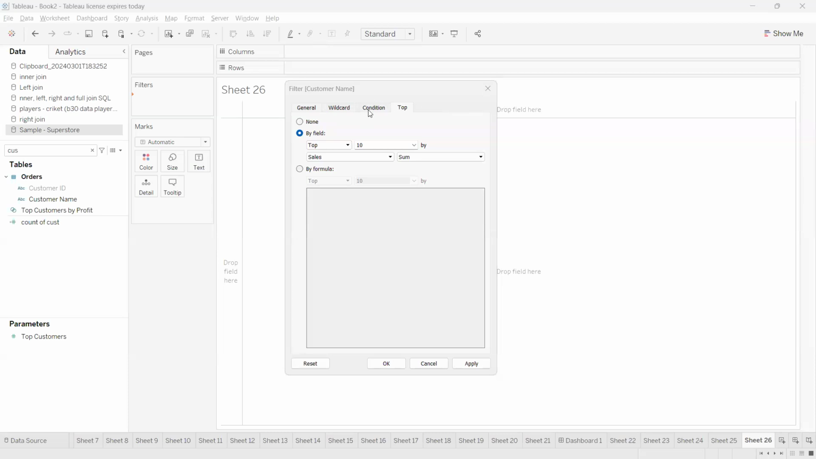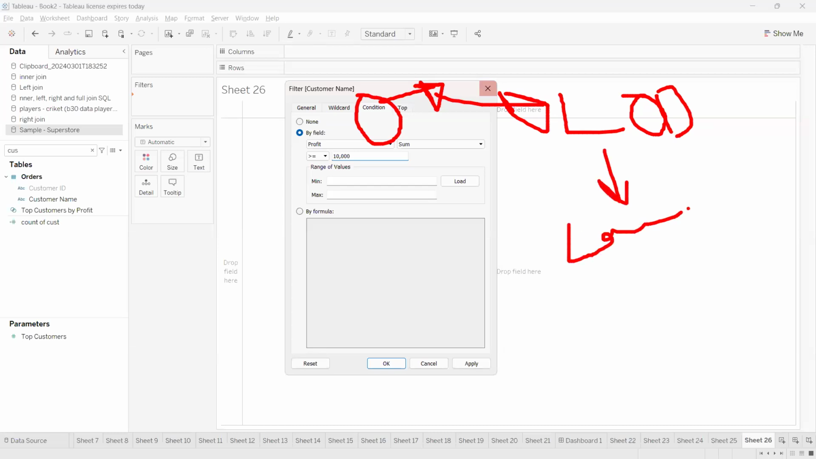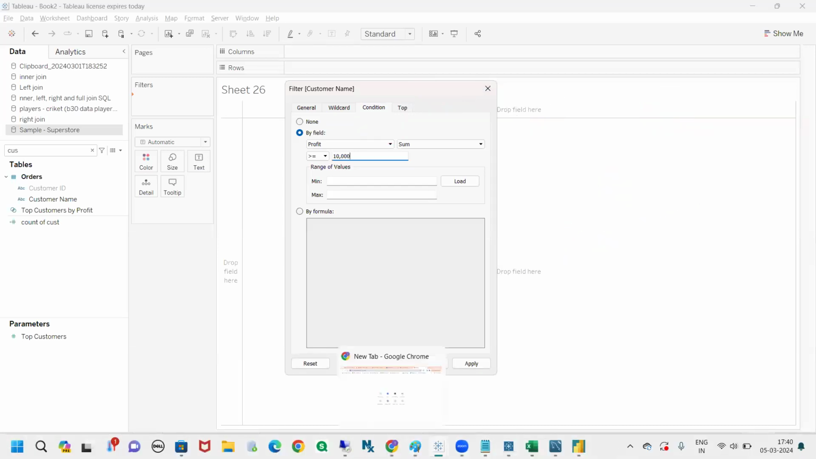Remember these two things. We have seen yesterday how to achieve the same requirement in SQL. Whatever requirements we are achieving with this condition option, we can achieve the same with the help of one more concept in Tableau. That concept is called LOD, which means level of detail. Let me write some theory for it, then we'll go on.